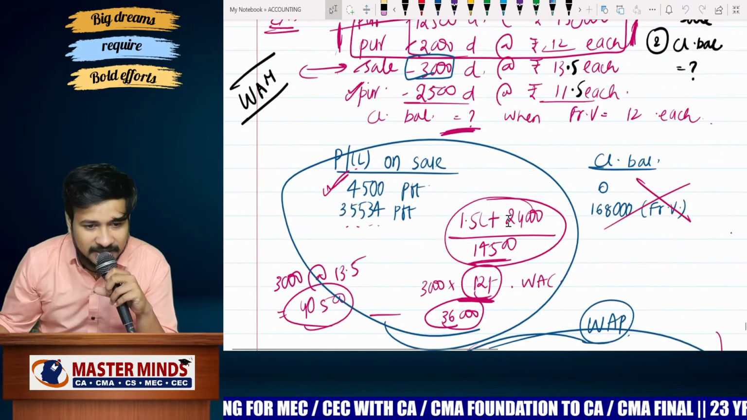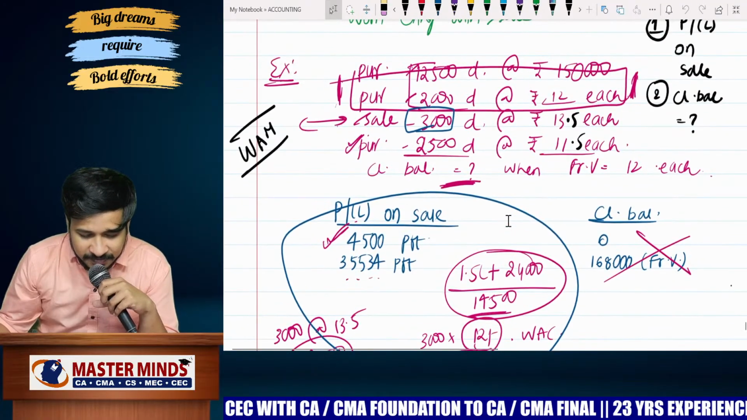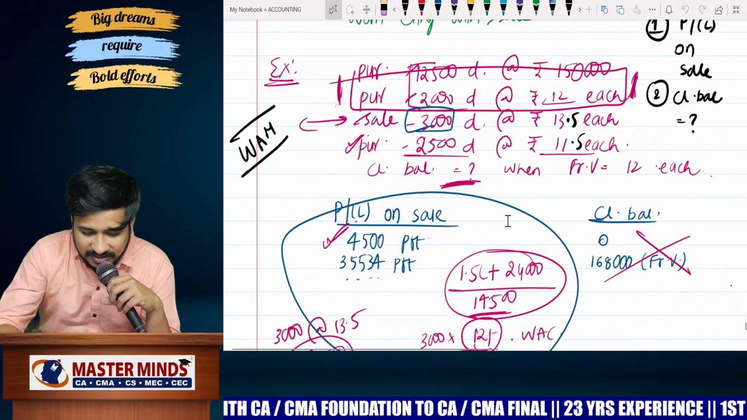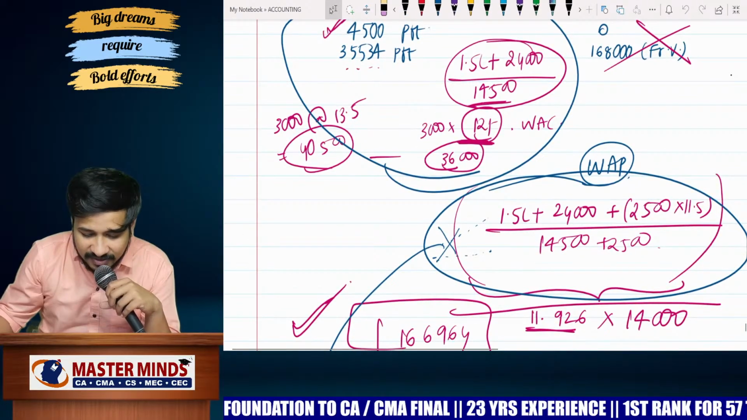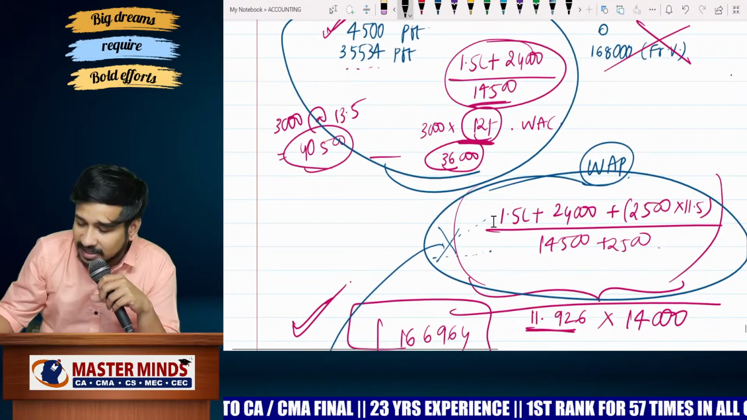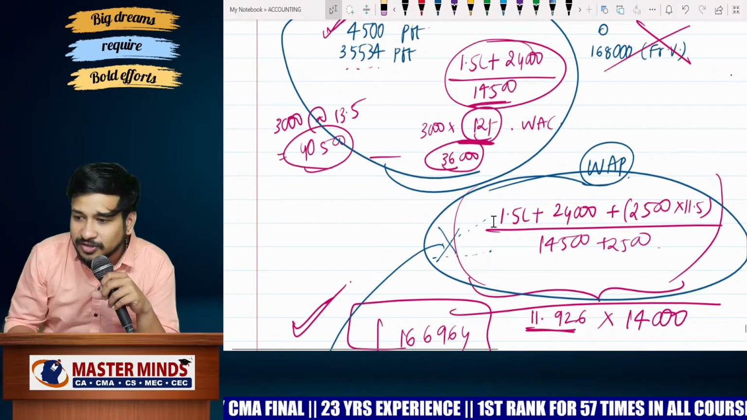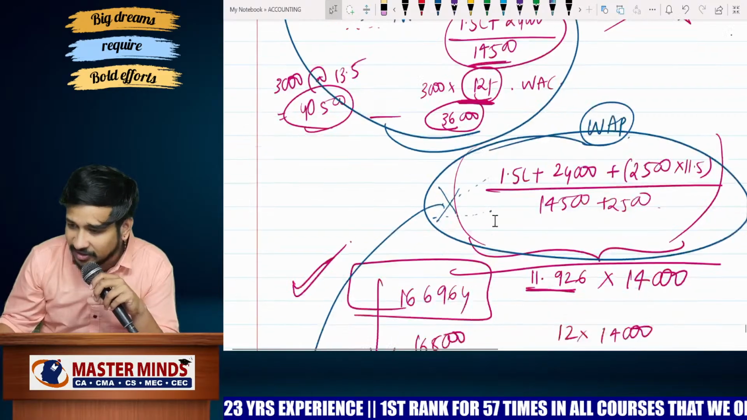Okay, but I have a reason. I have a question for you. At the time of computing the weighted average price, at the closing balance, I did not consider the sale of these 3,000 debentures, and I told you whether you consider it or not, you'll get the same answer. I hope you are aware of that.